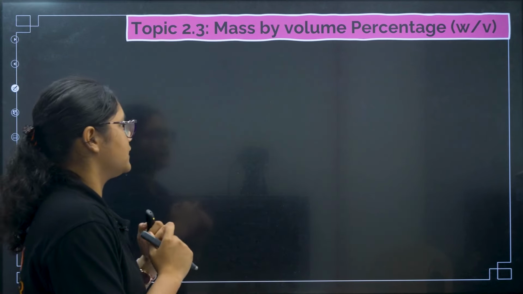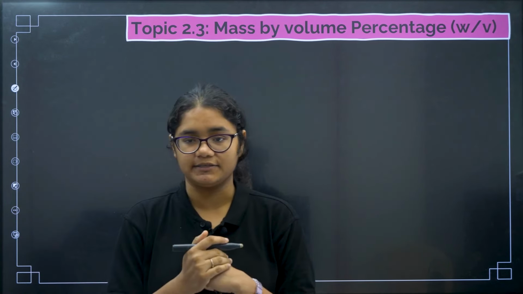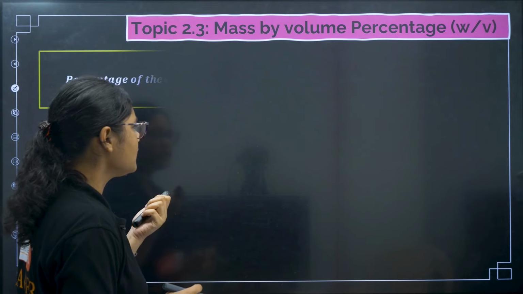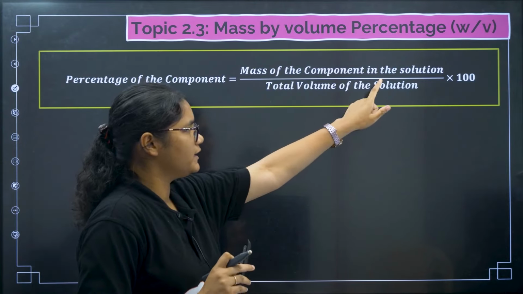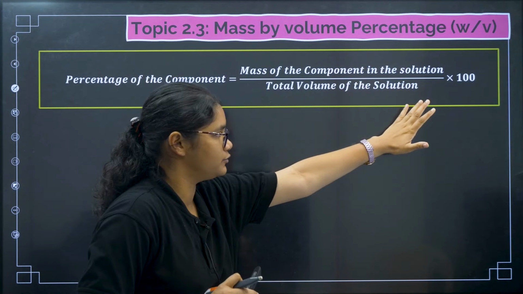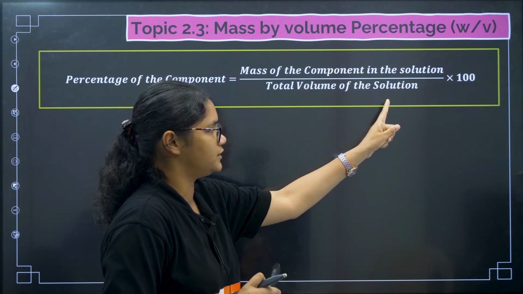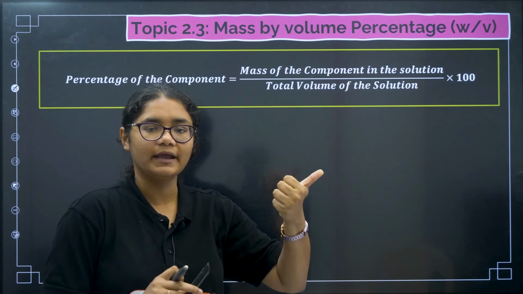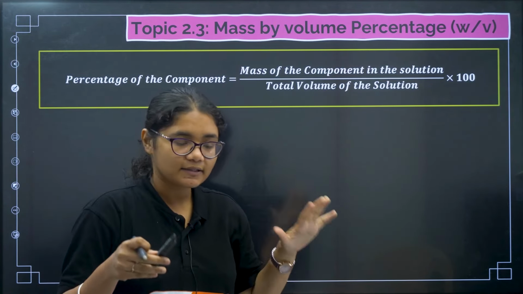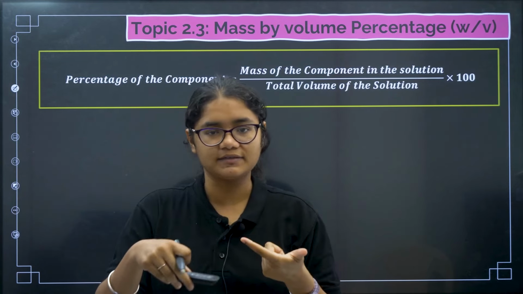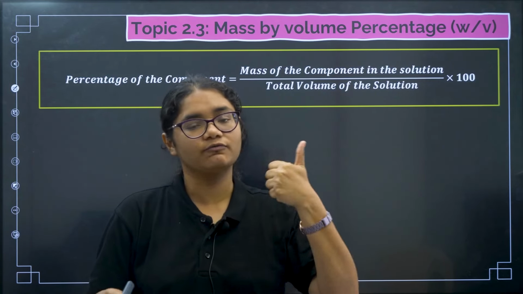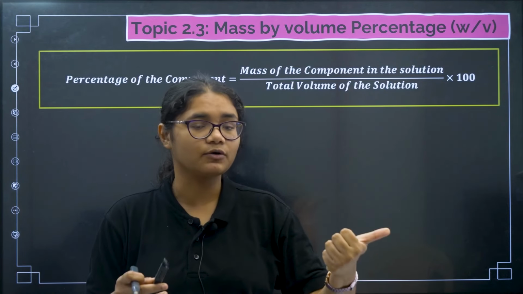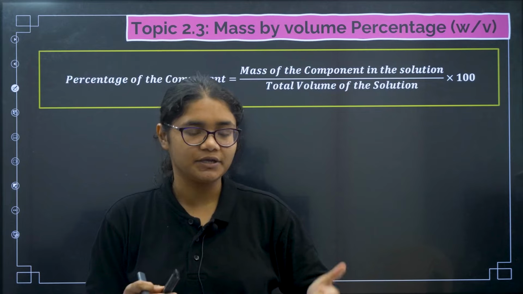Now let us go to the third one here, mass by volume percentage. Now what is this one here? Here the mass of the component in the solution is divided by the total volume of the solution into 100. So mass of the component you will take, but volume of the solution you will take. In mass by mass we took mass of the component, mass of the solution. In volume by volume we took volume of the component by volume of the solution. Here in mass by volume we take mass of the component but volume of the solution into 100.